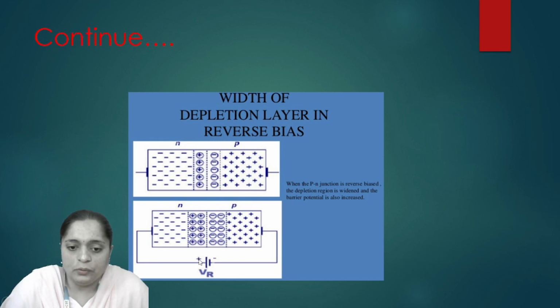Here positive ions are there, and here negative ions are there, so positive and negative are attracted towards each other. That's why in this way this area gets enlarged. The same process takes place here. Negative ions are there and here positive ions, so they are attracted towards each other. Therefore this region also gets widened. In this way the depletion region becomes large in reverse bias. So this is a key point: when a PN junction is reverse biased, the depletion region is widened and the barrier potential is also increased.